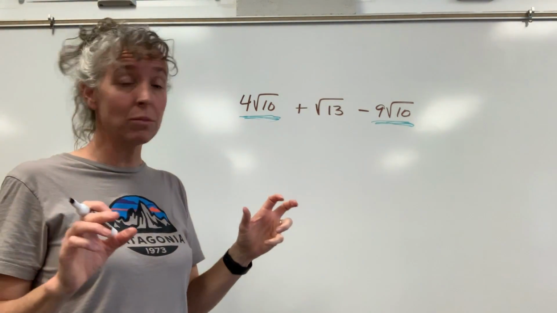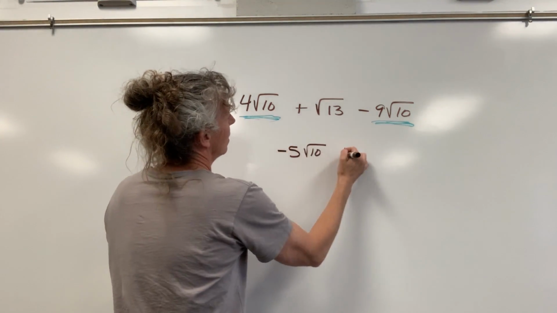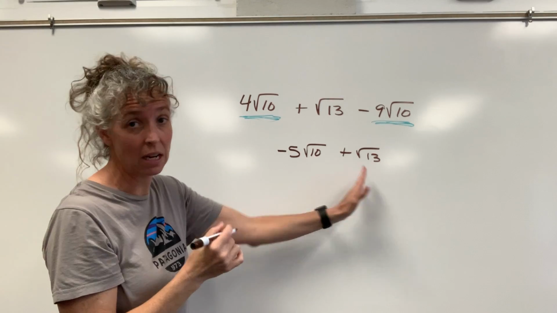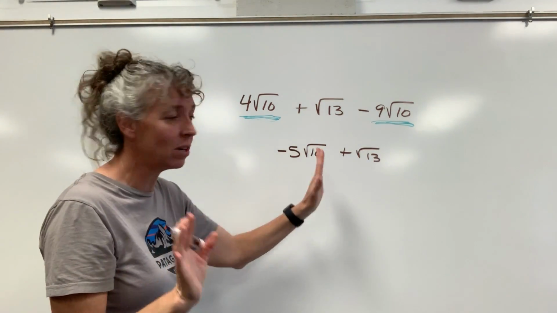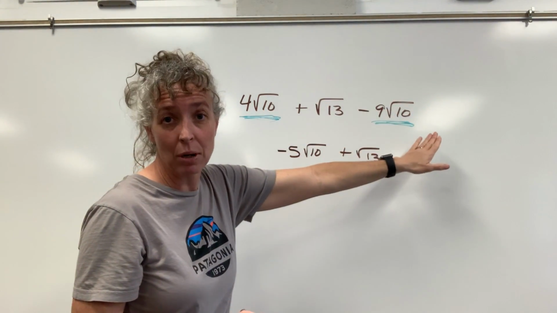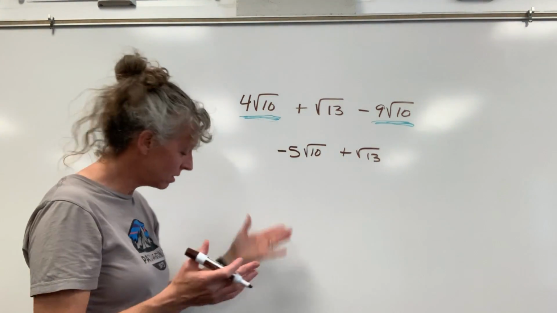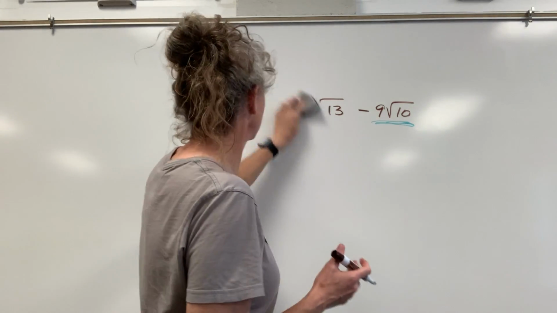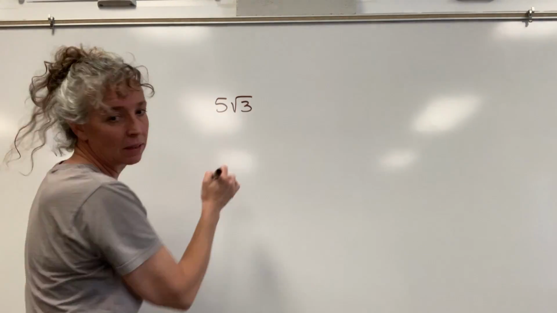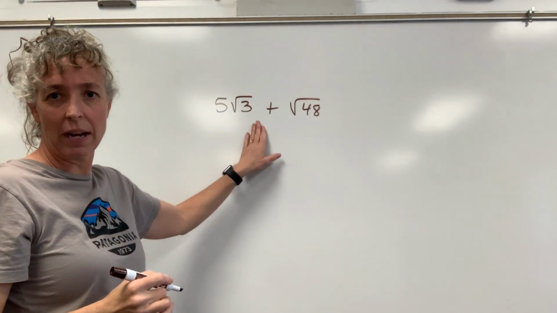So when you have like terms, you can combine them. So 4 minus 9 is -5 of those, and we still have this. I can't combine these because this one's a 10 and this one's a 13, not the same. I can't break this down at all, so I'm done with this. Okay, so like terms means if they have the same number under the square root, you can combine them and say how many total you have. Sometimes they're not quite ready to combine yet, and that's example 5, letter B. 5 root 3 plus root 48.